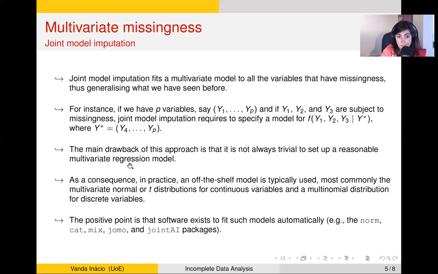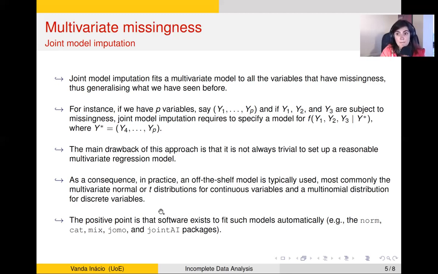The main drawback of this joint model approach is that most of the time it is not trivial to set up a reasonable multivariate regression model, because if we have many variables with missing values, the dimension of our multivariate model will be quite high. In practice, most of the time, multivariate normal or t regression models are used for continuous variables. And when the variables that have missing values are discrete, a multinomial distribution is used.